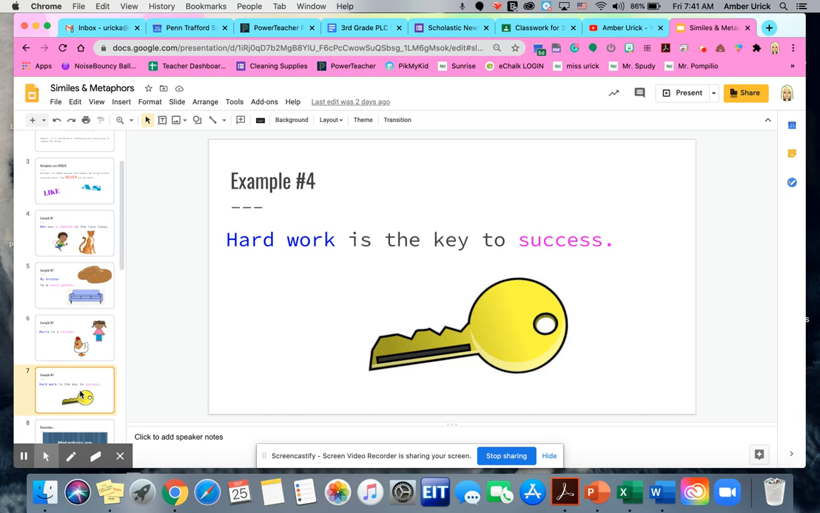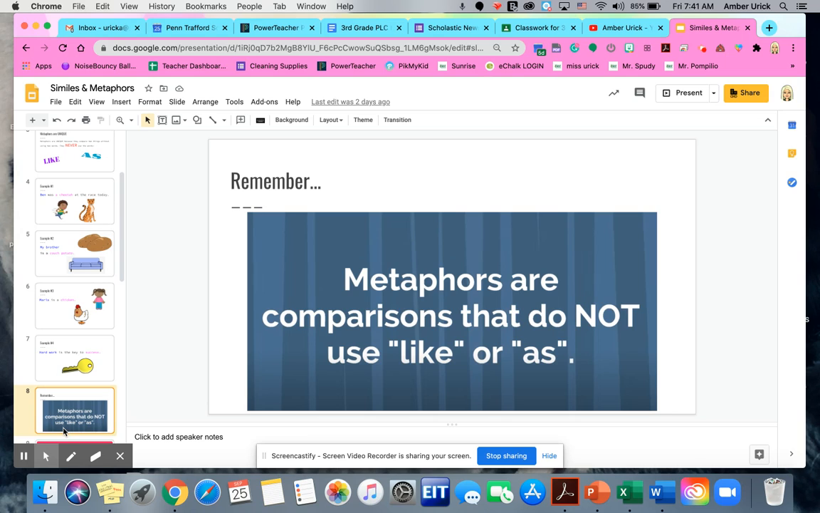No. Metaphors do not use like or as. That is a big no. So I'm going to remind you here, metaphors are comparisons, or we're comparing, and not using like or as. So I want you to think about something. If metaphors do not use like or as, remember I told you there's another word we're going to talk about, that's similes. What do you think similes use?